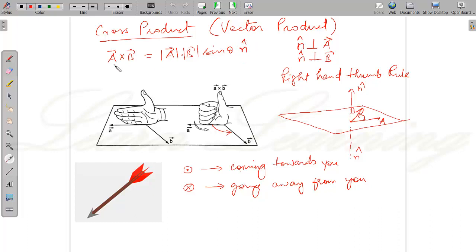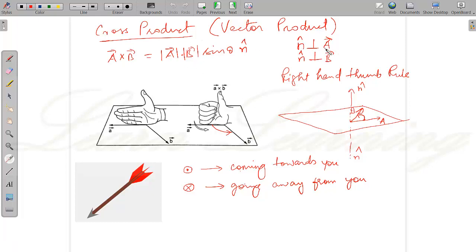Because the cross product is a vector quantity, where will this direction be? You are doing a product operation on two vectors, and that is called a cross product. You get another vector whose magnitude is AB sine theta, and it also has a direction. This n cap is a unit vector that represents the direction. The direction of this vector will be perpendicular to both A and B. So this is a vector product.